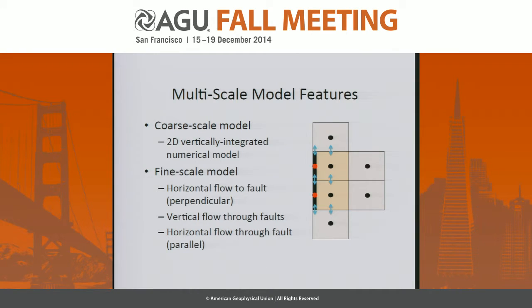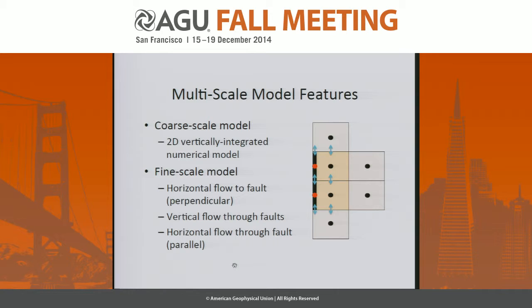And that's what we do. So just the multi-scale model features. The core scale model is the 2D vertically integrated numerical model. Fine scale model components are the horizontal flow to the fault, perpendicular to the fault, vertical flow through the fault, and horizontal flow through the fault.